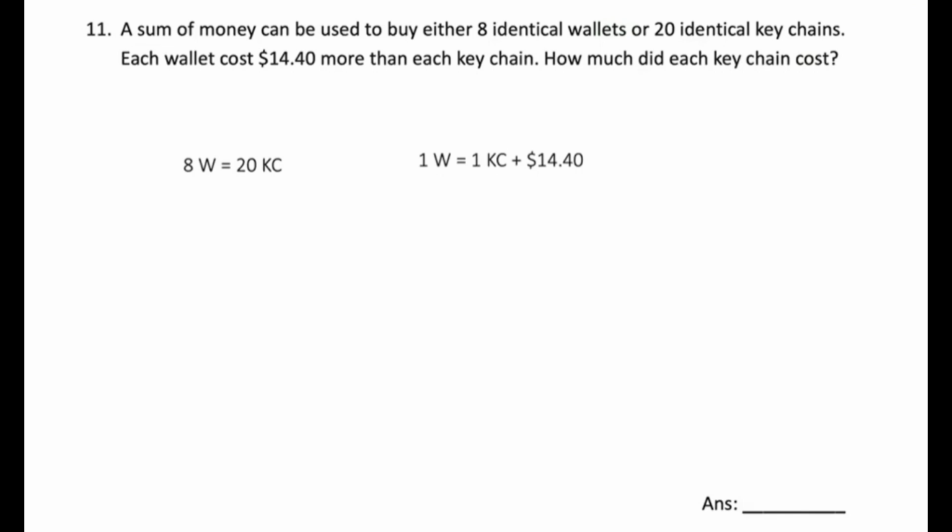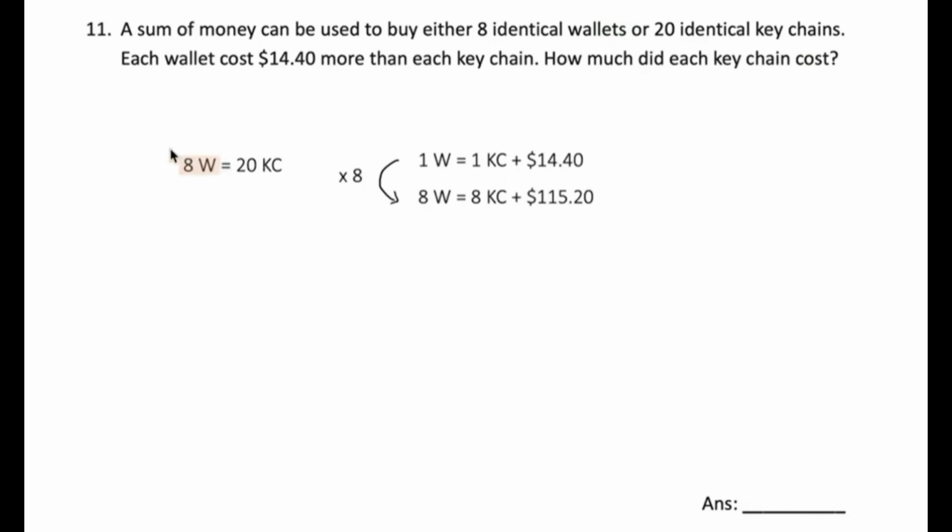So if I'm not interested in wallet, I will make wallet the same in these two statements, right? So easy, I just multiply this statement by 8, so I can change this to 8 wallets. Make sure you multiply across, don't just multiply this by 8 and the rest you didn't multiply. So multiply the rest, 8W, 8K keychain, and then 14.40 times 8, you get $115.20.